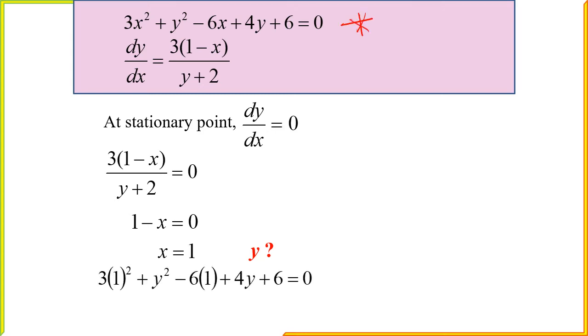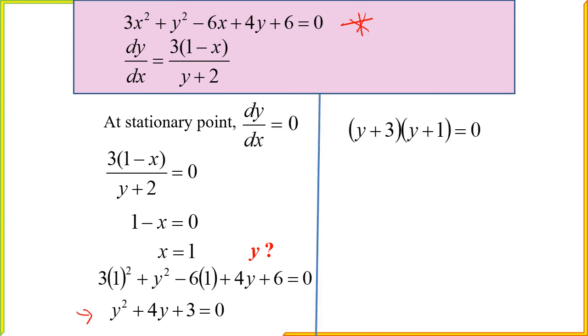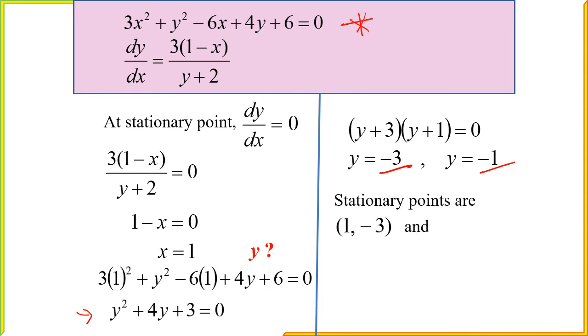So we have 3(1 squared) plus y squared minus 6(1) plus 4y plus 6 equal to 0. So y squared plus 4y plus 3 equal to 0. This is a quadratic. To find the value of y, we have to apply factorization. So we have (y plus 3) multiplied by (y plus 1) equal to 0, means that y equal to negative 3 and y equal to negative 1. So we have 2 points, the same x will give 2 y's. So the points will be (1, negative 3) and (1, negative 1).